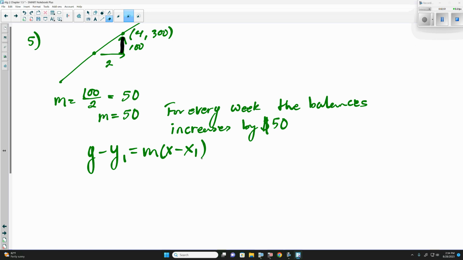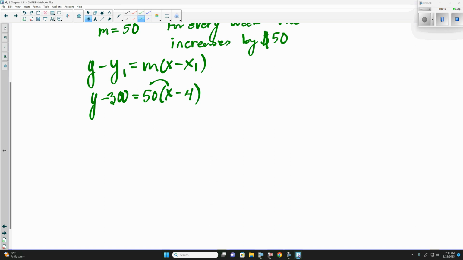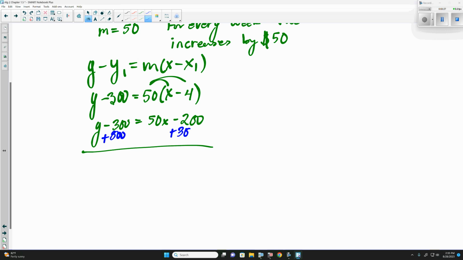Now we use point slope to go from this here. So they gave us a point for 300. So 300 would be y. 50 would be our m, and x would be 4. Now we can distribute the 50, so we'd have y minus 300 is equal to 50x minus 200. At this point here, we would add 300 to both sides. y is equal to 50x plus 100.